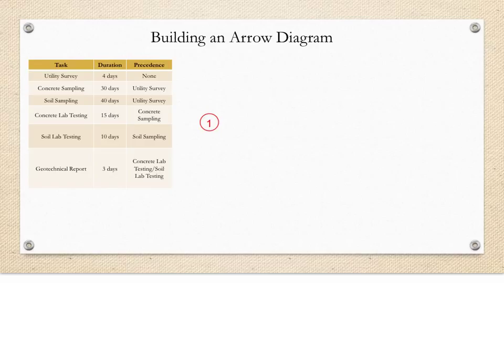So the first thing we put down is a node representing event 1. This event is the beginning of the project. Event 1 also represents the beginning of the utility survey, or task 1-2. We show the 4 to represent the 4-day duration, and the node with the 2 to represent the completion of task 1-2.